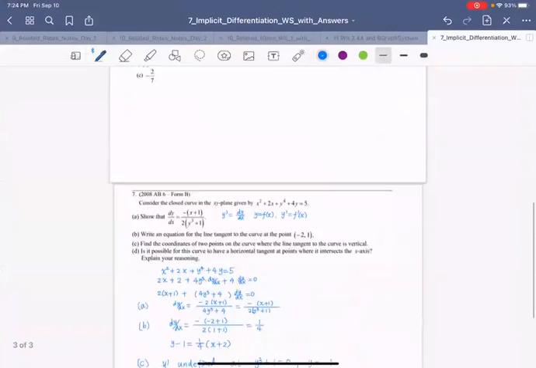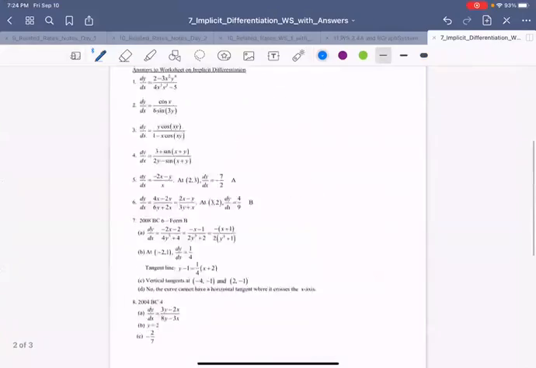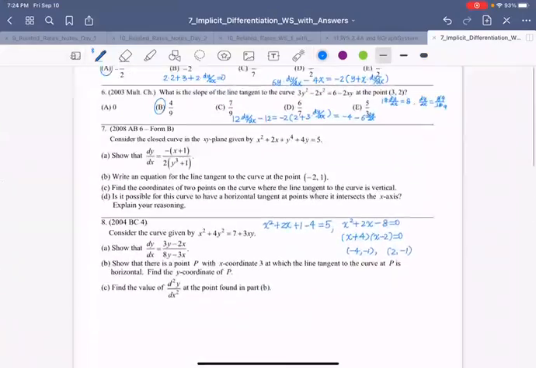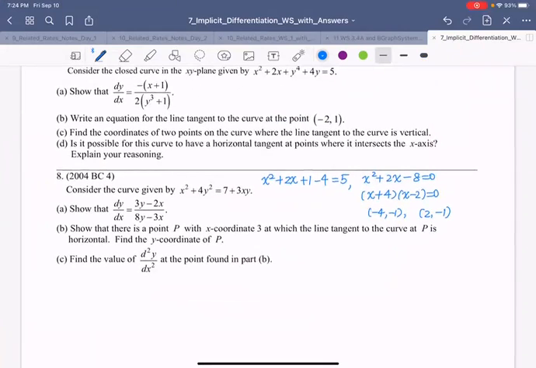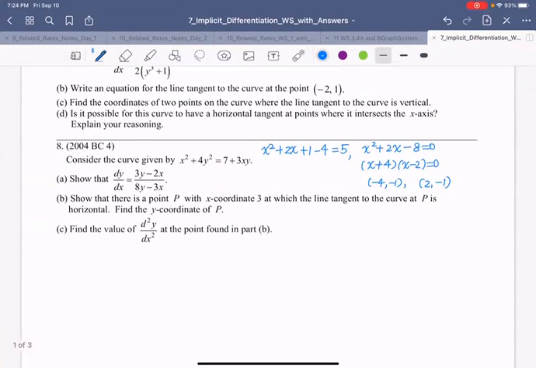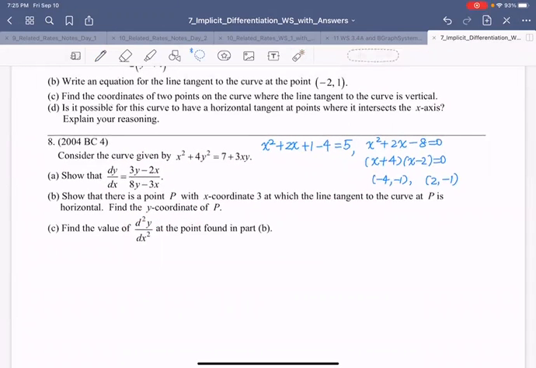Okay, let me check this question and I'll go back to it later, okay? Next one, let's see over here. This is another equation and they want us to find the first derivative. And then with x equals 3, find the tangent line and then find the second derivative, okay? Let's do this one.